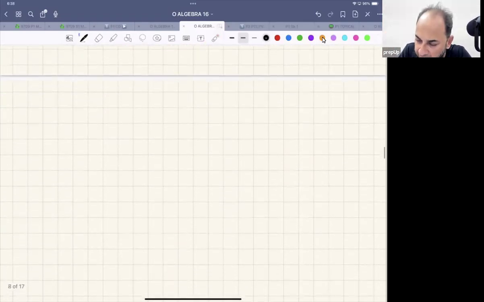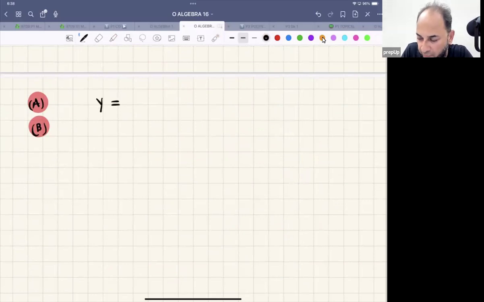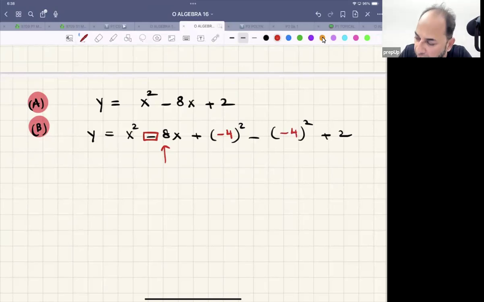Now let's again move to these two things. The first one, the second one. y = x² - 8x + 2. y = x² - 8x + (    )² - (    )² + 2. What goes inside the brackets? The coefficient of x, half of negative 8 is negative 4, negative 4. That's all you have to do.